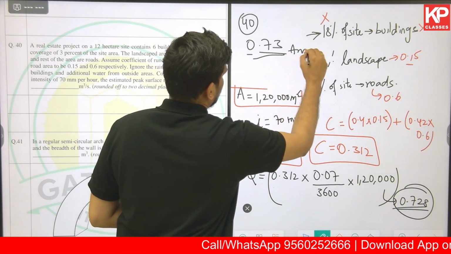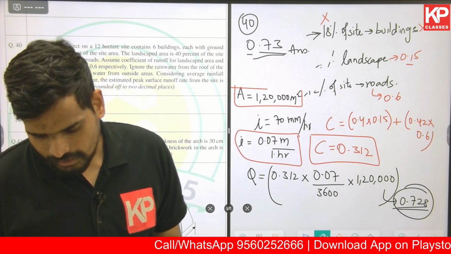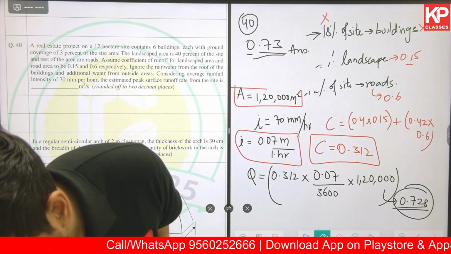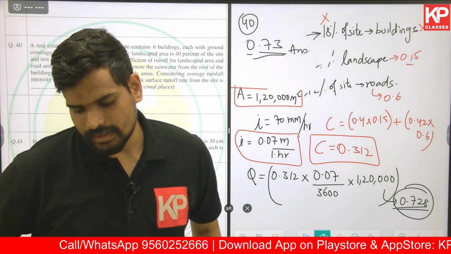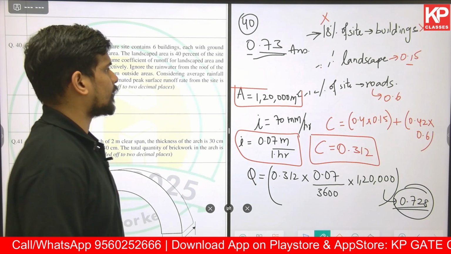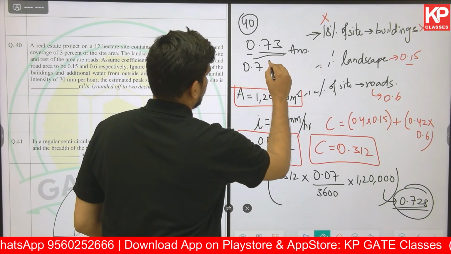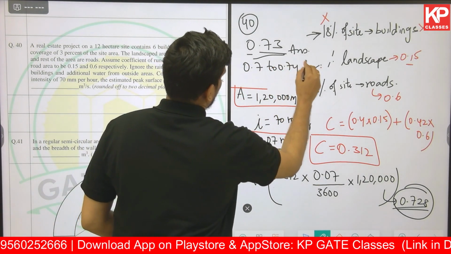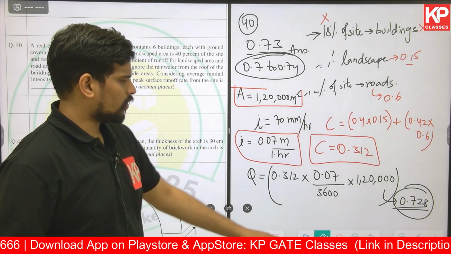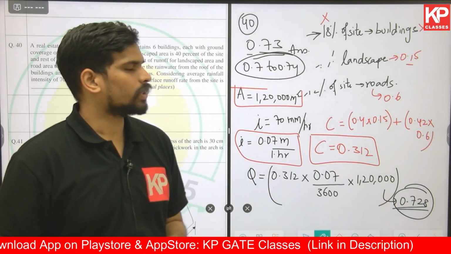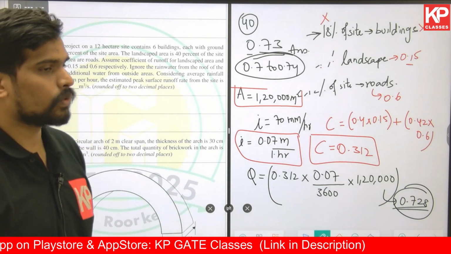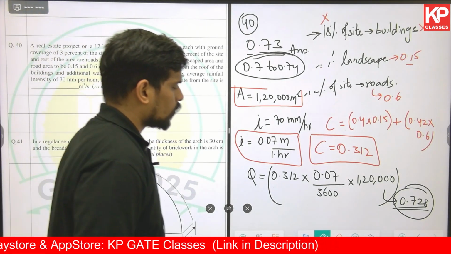That's the final answer. As per the official answer key, if you see question number 40, the answer key range is given as 0.7 to 0.74. That's the range, 0.7 to 0.74. So the answer is within the range. 0.728 will be 0.73, and that will give you 2 marks. So that's about question number 40.